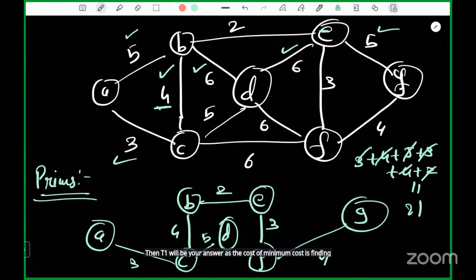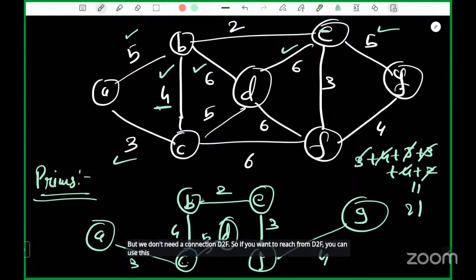Is that okay? Prim's algorithm, any doubt? In Prim's algorithm, I have to select the choices. Madam, from D to F, why is there no connection? But we don't need a connection from D to F. If you want to reach from D to F, you can use this path.